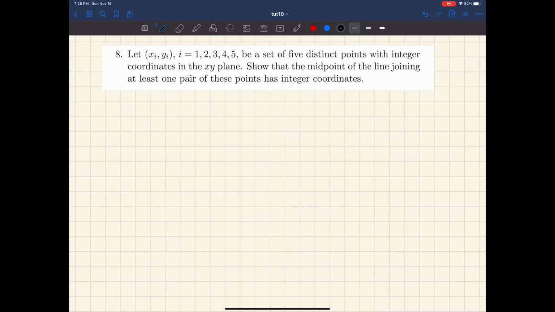Moving on to the last problem, it says: let (xi, yi), where i is 1, 2, 3, 4, 5, be a set of 5 distinct points with integer coordinates in the xy plane. We have to show that the midpoint of the line joining at least one pair of these points has integer coordinates.